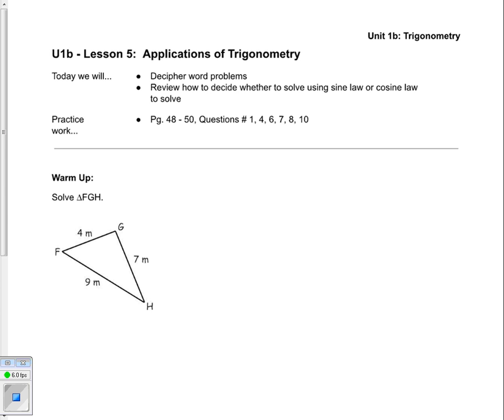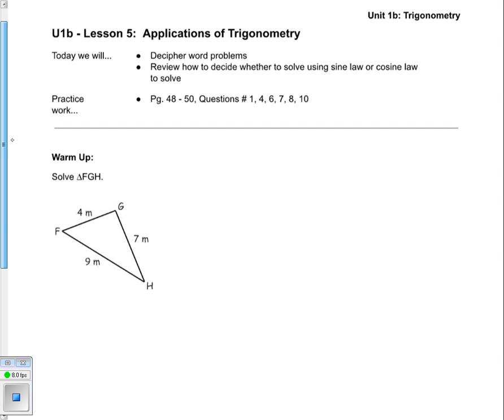Today we're going to look at different applications of trig and try and solve some potentially real-world problems, as well as some other things that may be a little bit more complicated that we haven't done so far. Okay, and so first off, we're going to actually try and solve a triangle in this particular warm-up.